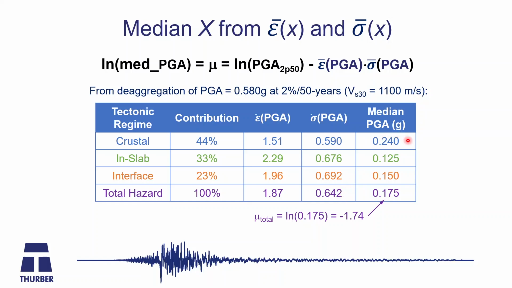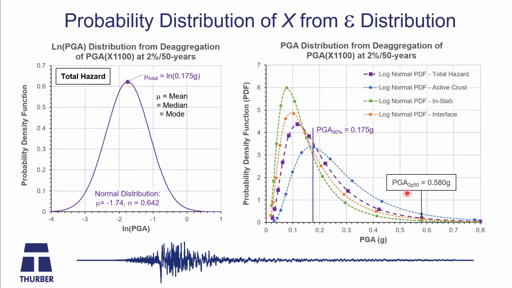And then from those we can calculate median PGA values. For crustal, it's 0.24G, for in-slab, 0.125G, for interface, it's 0.15G, and for the total hazard, the median is 0.175G. These are the median values that we can use moving forward. So I promised you I would show you how you can visualize the mean versus the median.